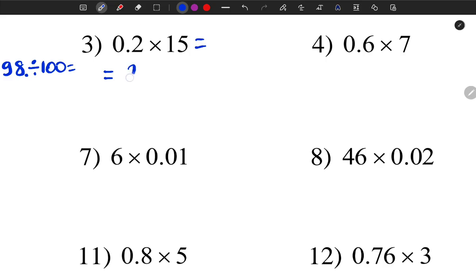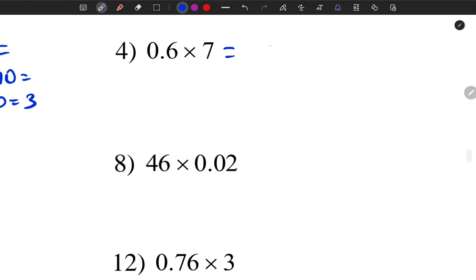3. First we need to multiply 2 by 15, then divide by 10. Why? We have one decimal number, that's why. And we get 30 divided by 10, it gives us 3. 4. We need to multiply 6 by 7, then divide by 10, because we have one decimal number, and we get 4.2, because 42 divided by 10 gives us 4.2.